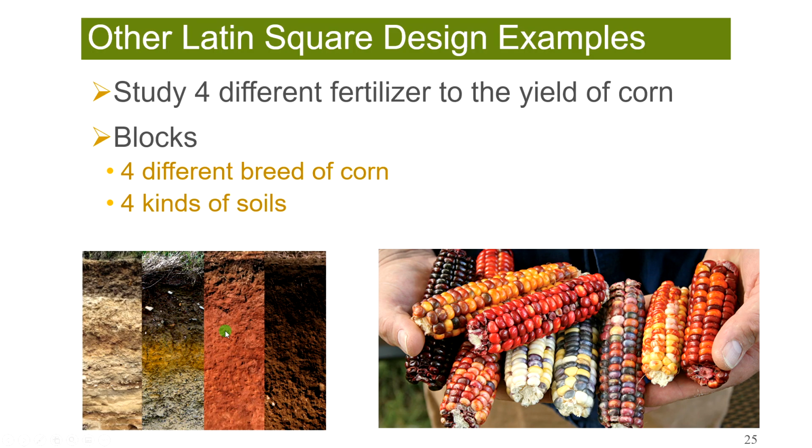At the end of this video, I would like to show you 2 more examples where you can apply the Latin square design. In this example, you want to study 4 different fertilizers to the yield of corn. There are many different breeds of corn, and they can grow on different soil. So we can set the row and column blocks as 4 different breeds of corn and 4 kinds of soils.